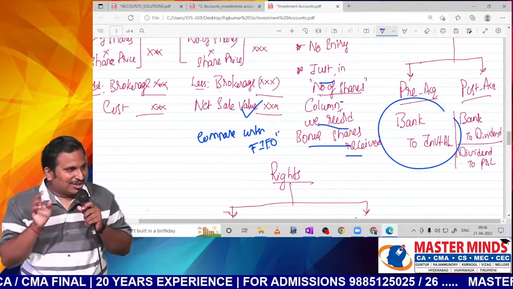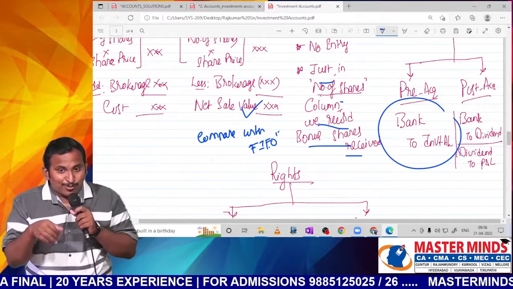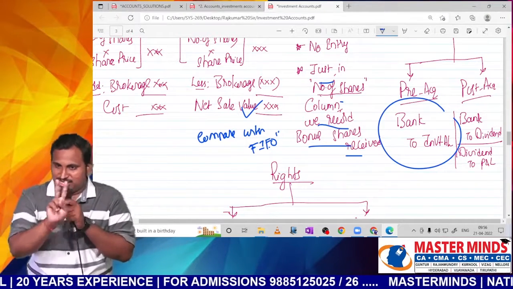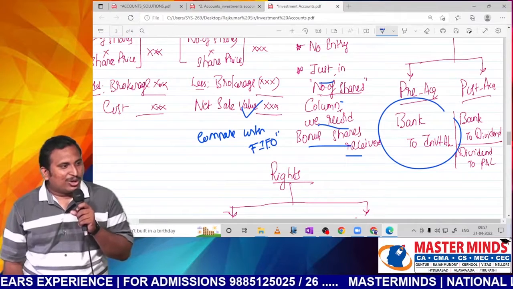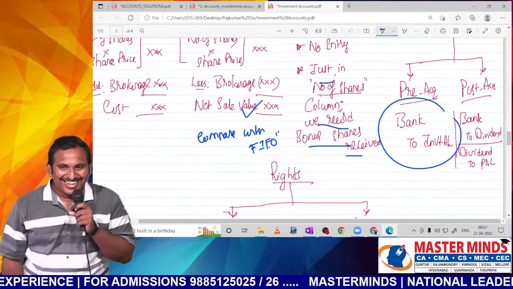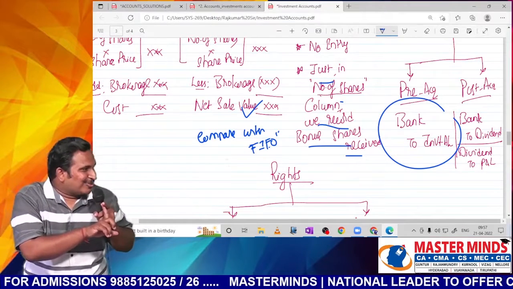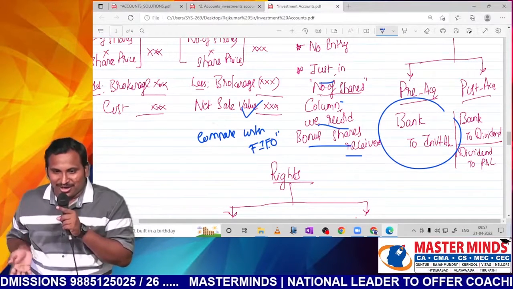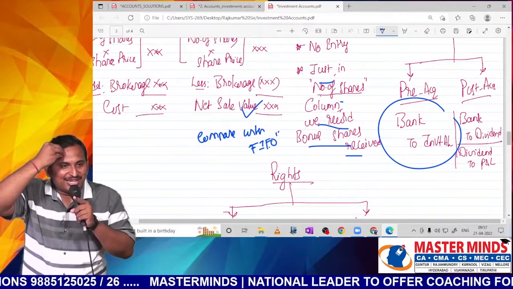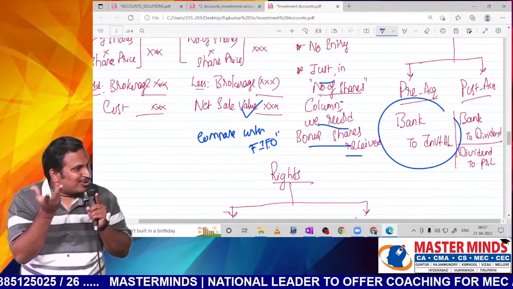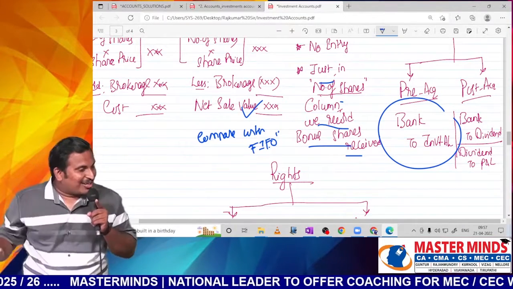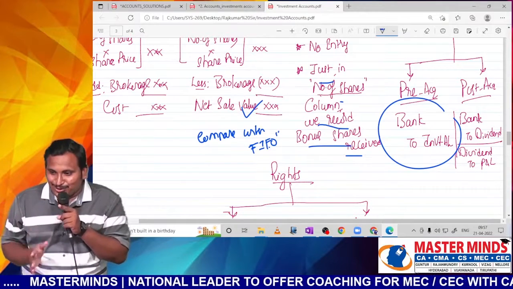I am telling you, sir, in shares, is there any possibility of committing mistakes? Two mistakes are possible. One, ignoring the brokerage. Few times you will not consider that brokerage. That is one area of mistake possible. Another area is usually dividend. With respect to that pre-acquisition, you will confuse what is pre, what is post. You will write in P&L dividend somewhere in different columns. You will confuse like anything.